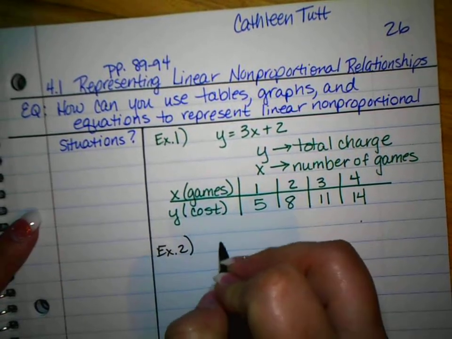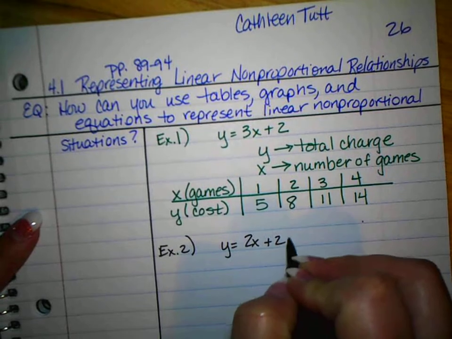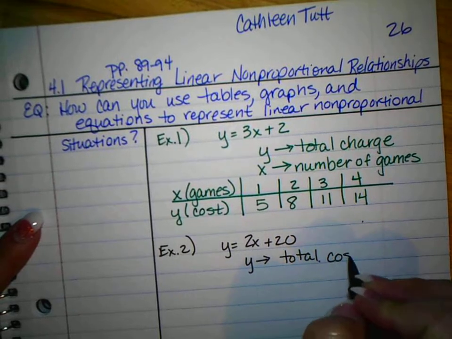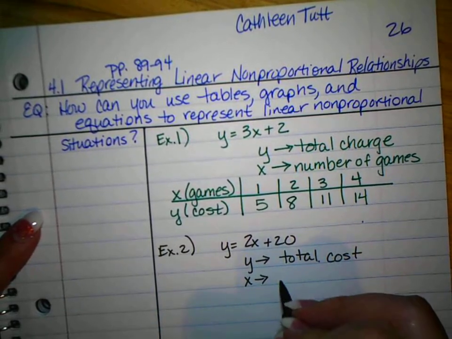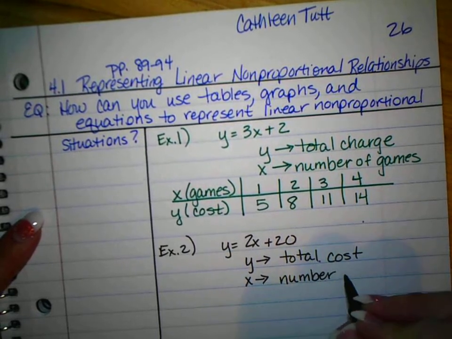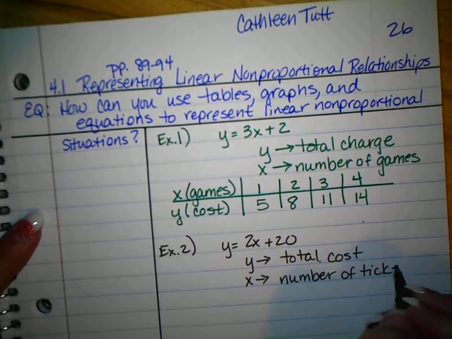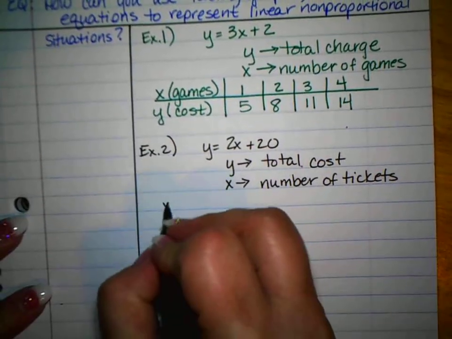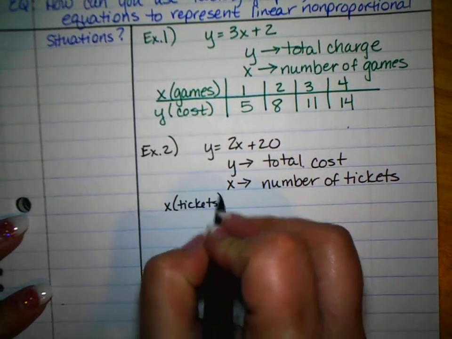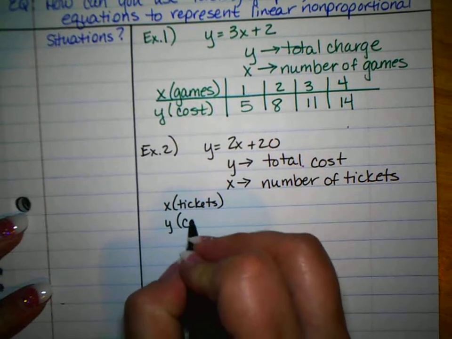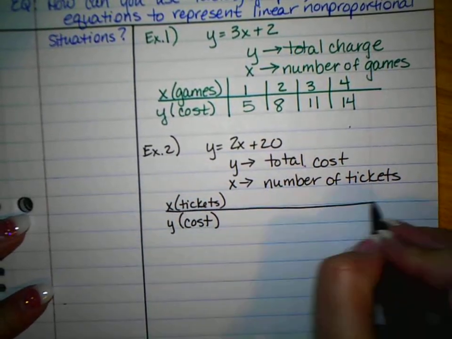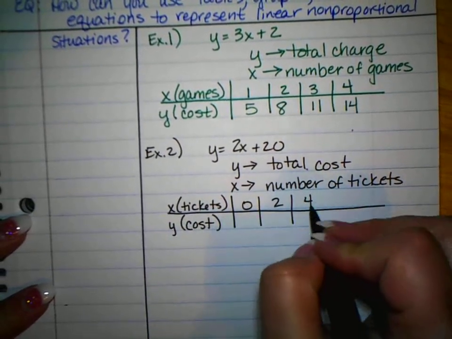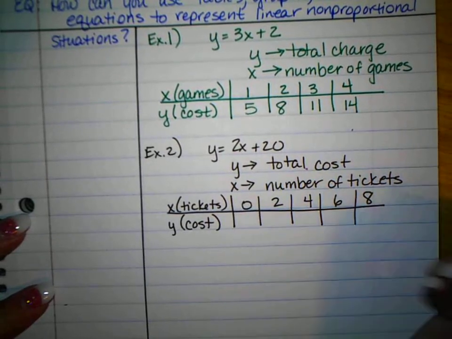Again, we were told that our equation is y equals 2x plus 20, where y is the total cost, x is the number of tickets purchased, and we start by making a table. When you make tables, it's sometimes wise to identify what the x is standing for and what the y is standing for. That helps you keep it straight and you don't get confused.